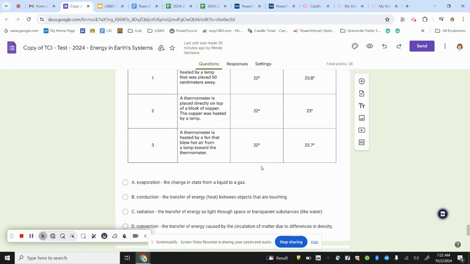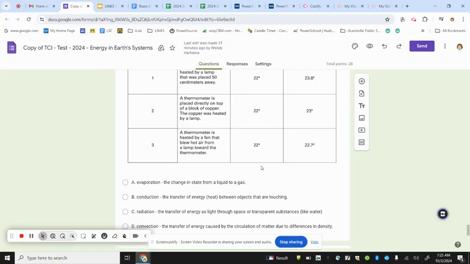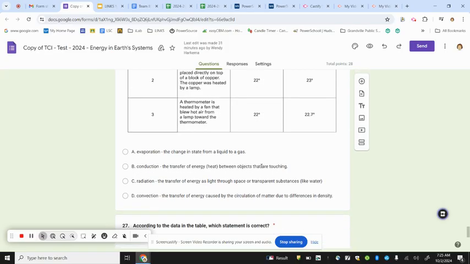Is this A, evaporation, the change in state from a liquid to a gas? B, conduction, the transfer of energy, heat between objects that are touching? C, radiation, the transfer of energy as light through space or transparent substances like water? Or D, convection, the transfer of energy caused by the circulation of matter due to differences in density?